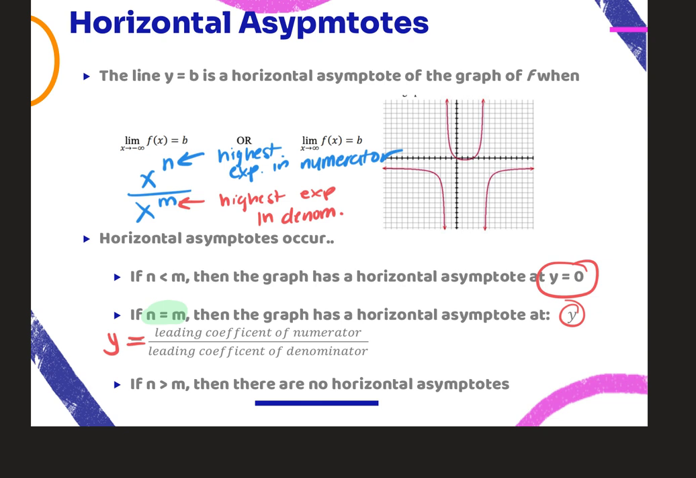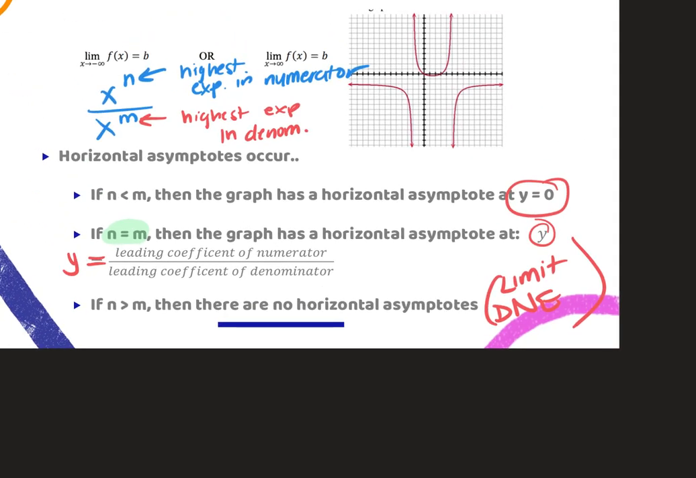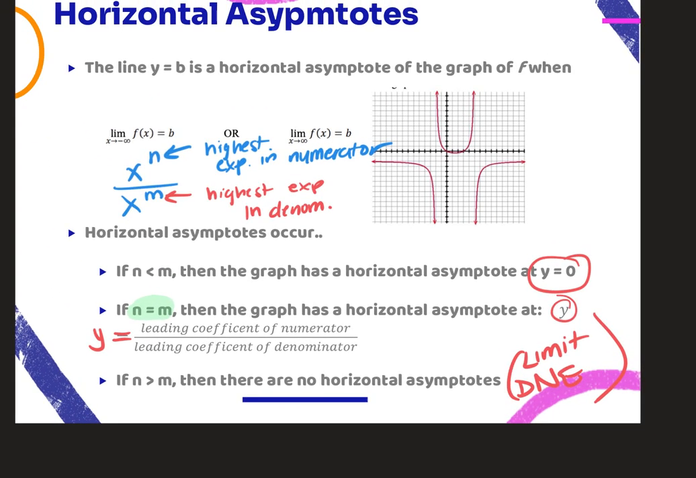And then the third is if n is greater than m, and this is where no horizontal asymptote occurs, and there would be limit does not exist. There would be no limit there. So if there's a horizontal asymptote, then the horizontal asymptote is your limit on both ends. If there is none, then we say the limit does not exist.